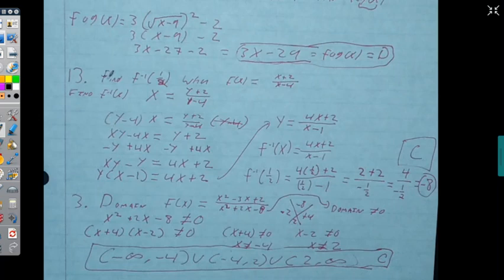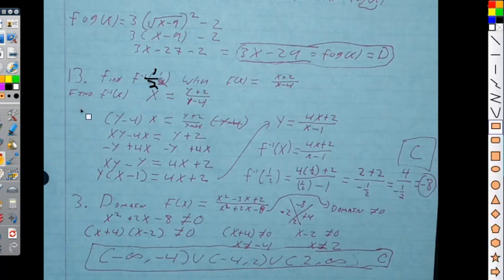All right. Now, 13. Find f raised to the negative 1 of 1/2. So find the inverse. So find when the input into the inverse function is 1/2. Find that when the original function f of x is equal to x plus 2 over x minus 4. All right, so let's do the step by step. Draw our rectangle.